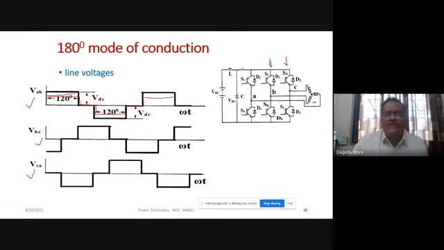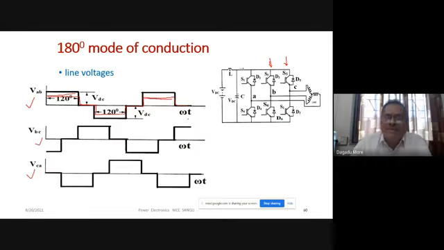How to obtain that? What is the option available to control the output voltage? Anybody? We have shown the red waveform, and our output voltage is definitely less as compared to the black waveform. So how do we control the output voltage of the inverter in this case? I have shown it here. Is it right? The red waveform.